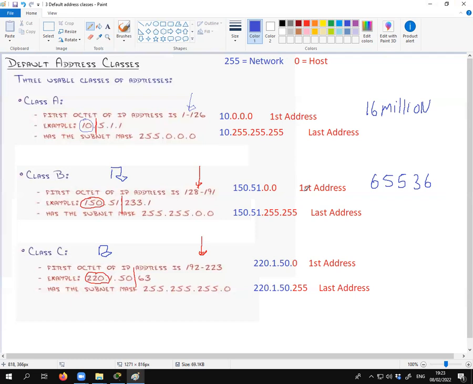All right. Class C. It's hard for you to imagine 16 million addresses in the 10 network, and even hard to imagine 65,000 within a Class B. But it's pretty easy to see how many addresses are in a Class C network, isn't it? How many addresses here in this network, the 220.150 network? The first one is 0 and the last was 255. 256. You've got 256 addresses.